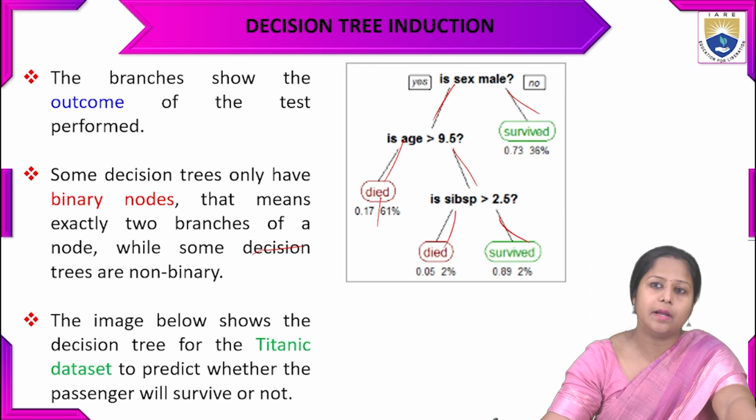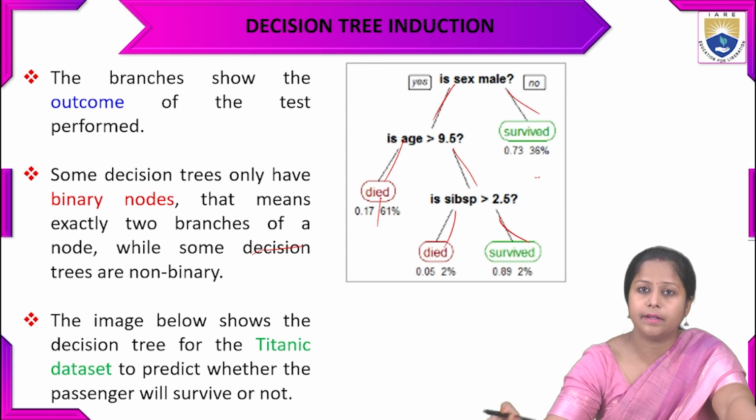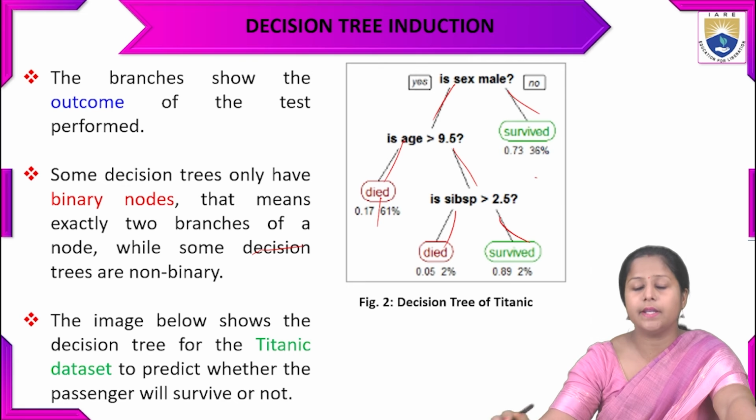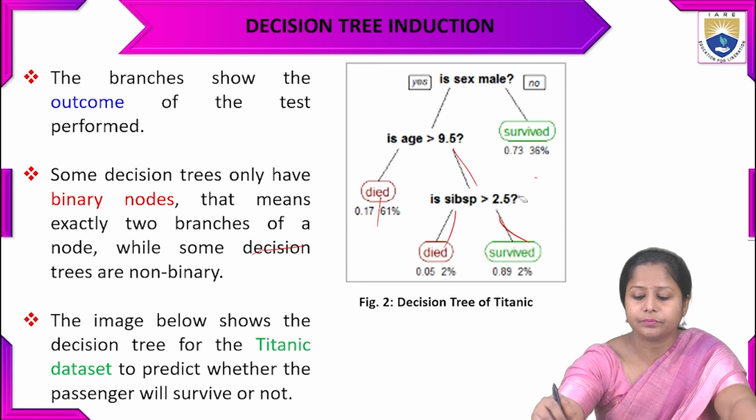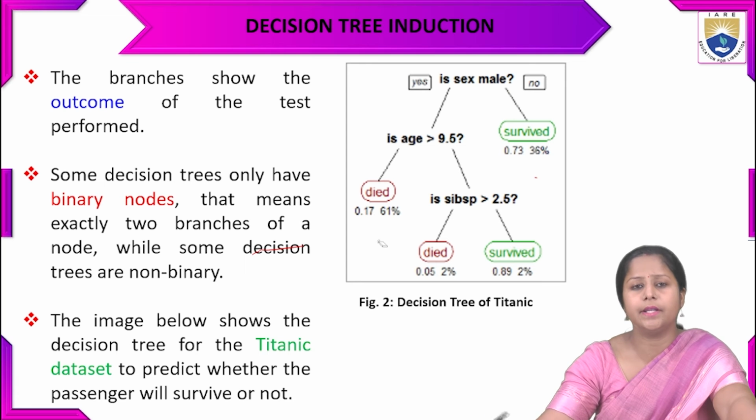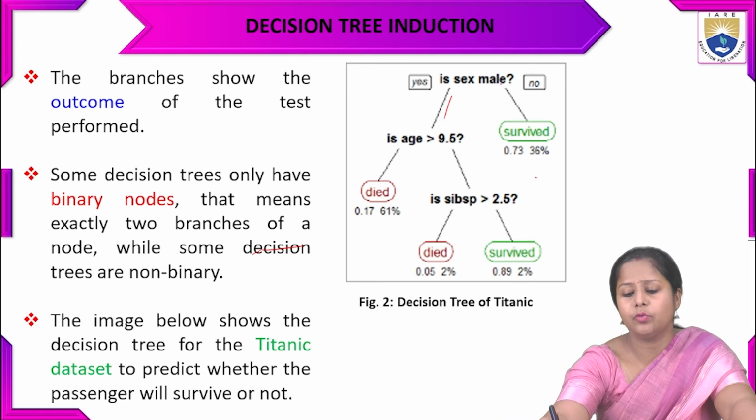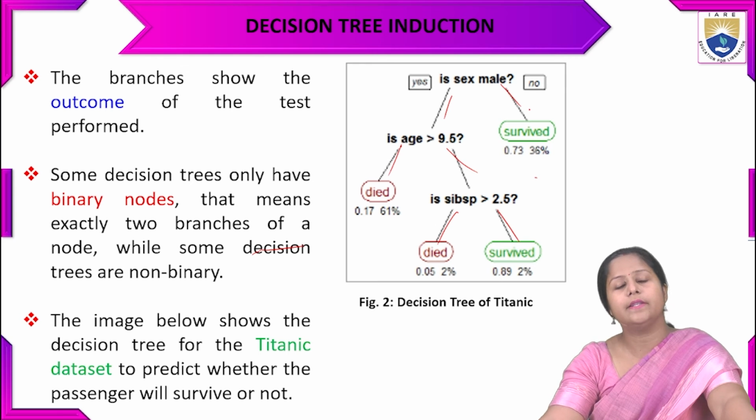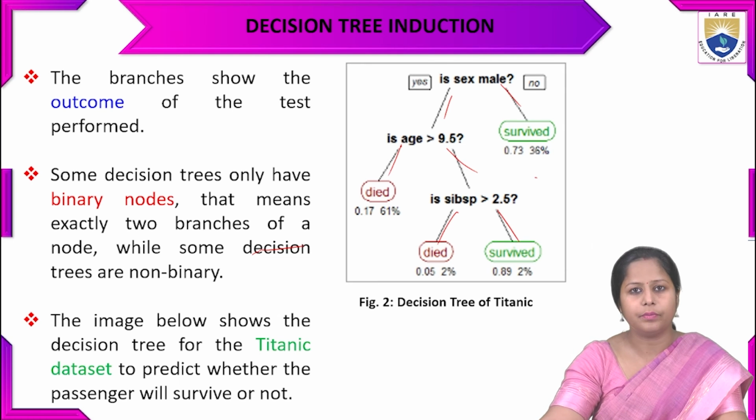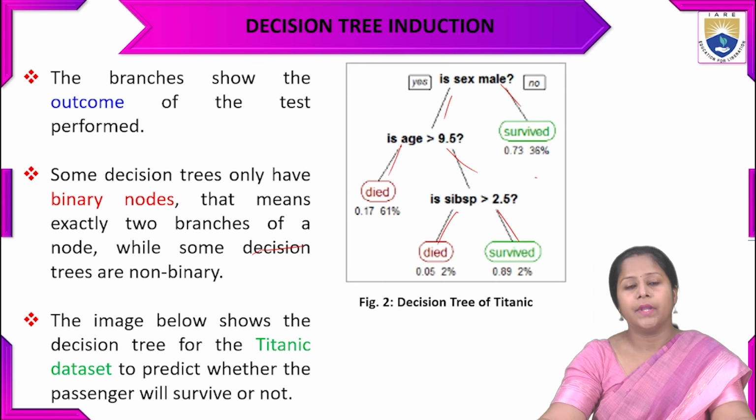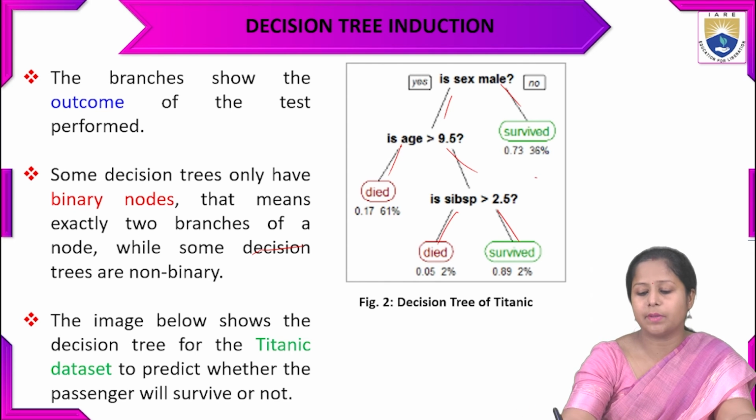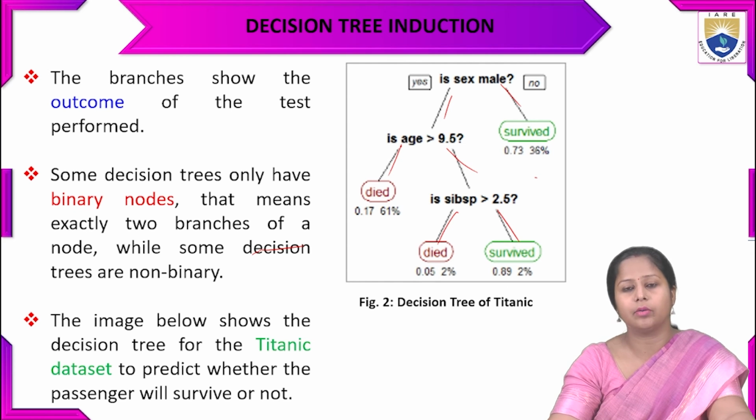Here in this example, in the figure on the right side, we can see the decision tree of the Titanic data set that has binary branches. Each of the subnodes has two branches. That is nothing but the binary structure. A tree can also be non-binary: if there is one branch here, that will be non-binary.